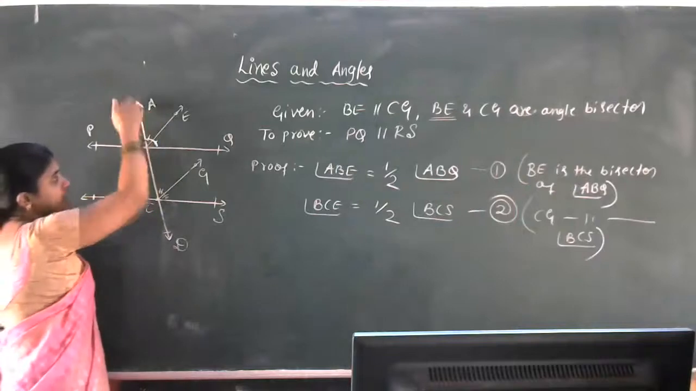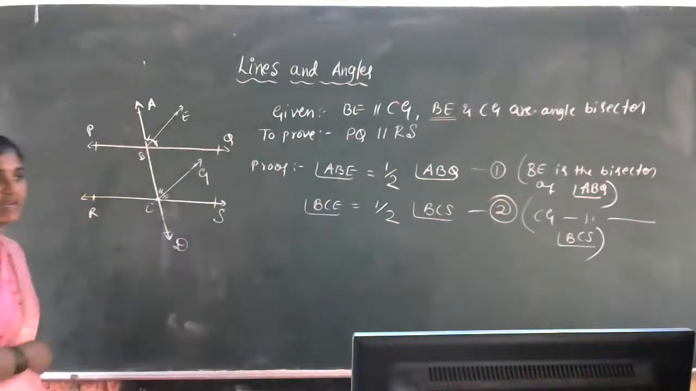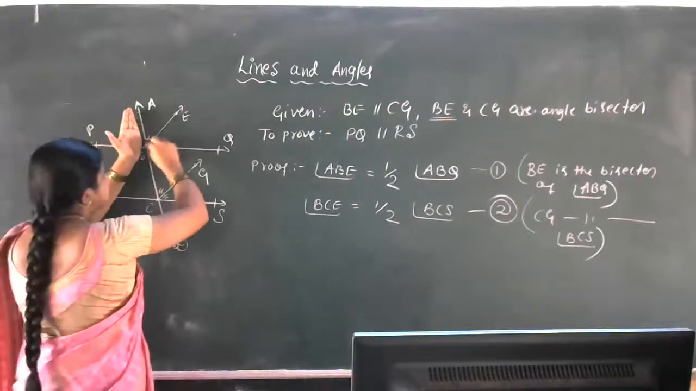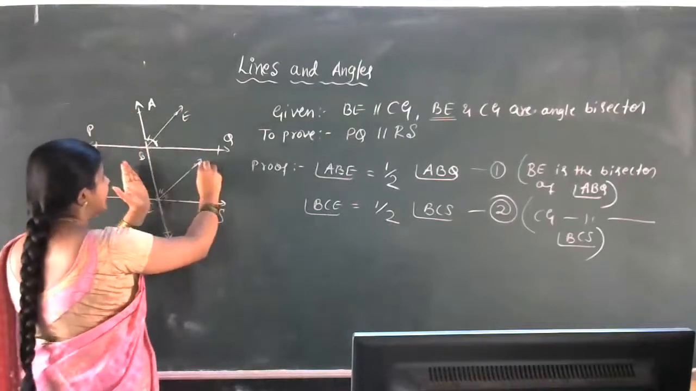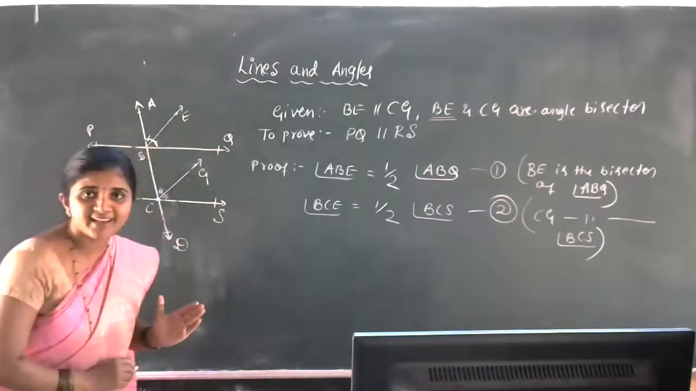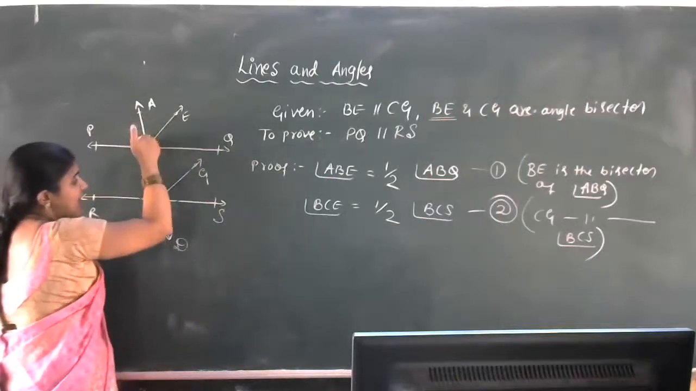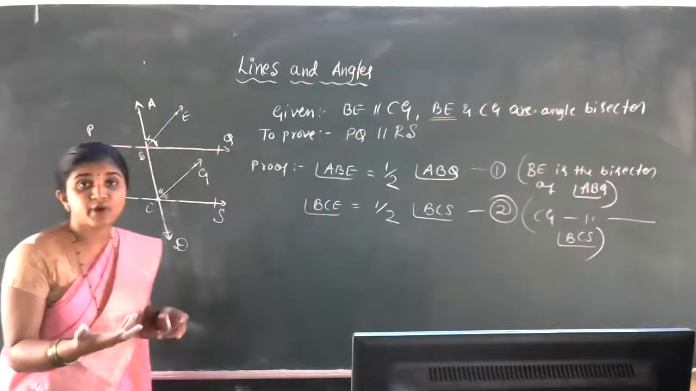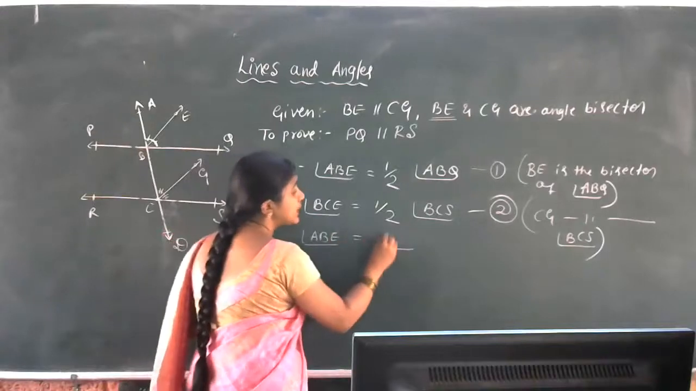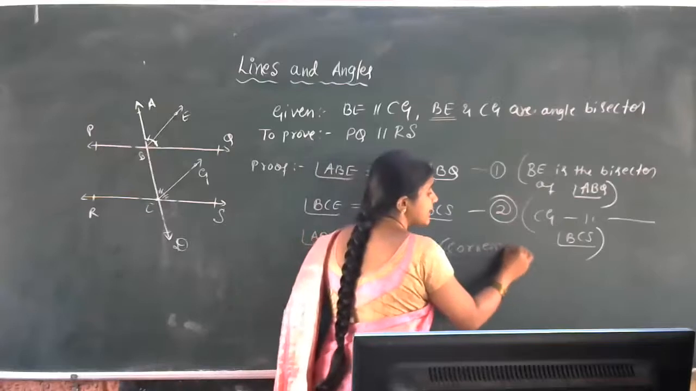First and second equation: this ABE is half of ABQ, and this BCG is half of BCS. Now what can we observe? This BE line and CG line are parallel, so ABE and BCG are corresponding angles, right? For this parallel line condition, ABE and BCG are corresponding angles. So, angle ABE is equal to angle BCG, because these are corresponding angles.